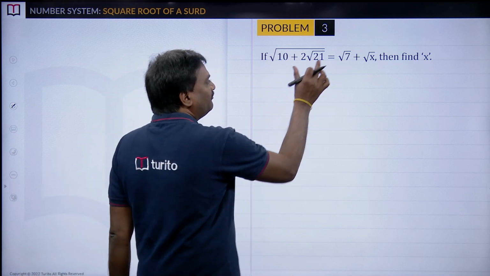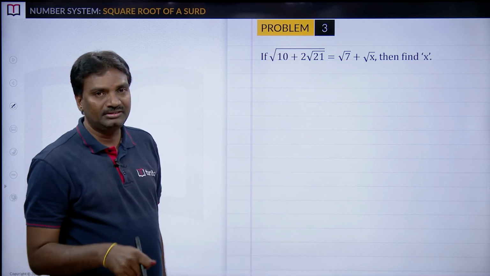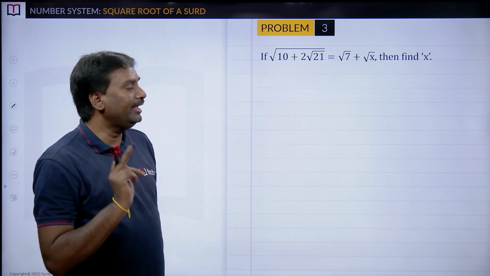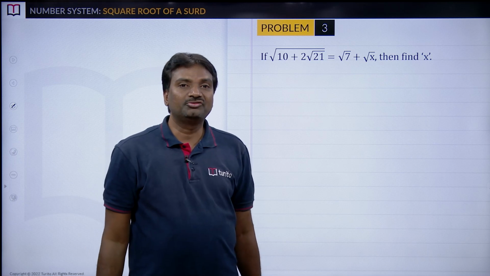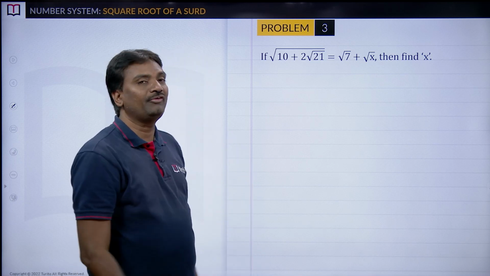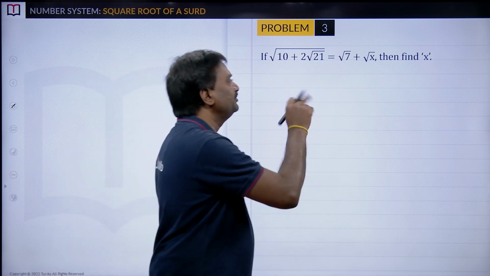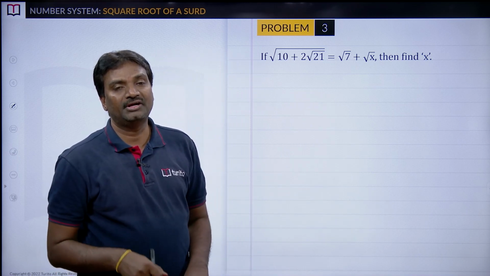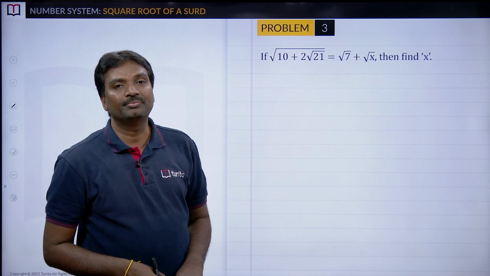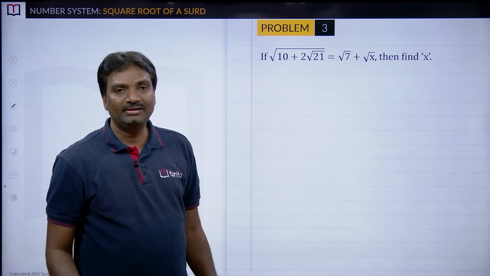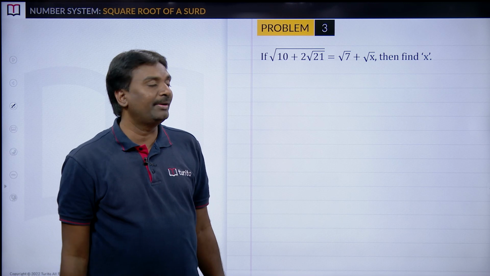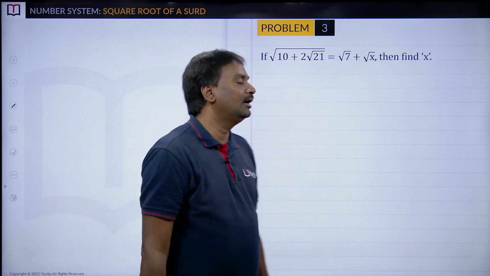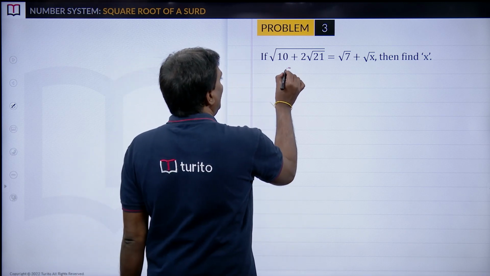To get the value of x for this equation, you can square on both sides. By squaring on both sides, in LHS square and square root should be cancelled. RHS root 7 plus root x whole square, that should be in the form of a plus b whole square. By comparing the similar terms on both sides and simplifying that, you will get the value of x. Squaring on both sides.